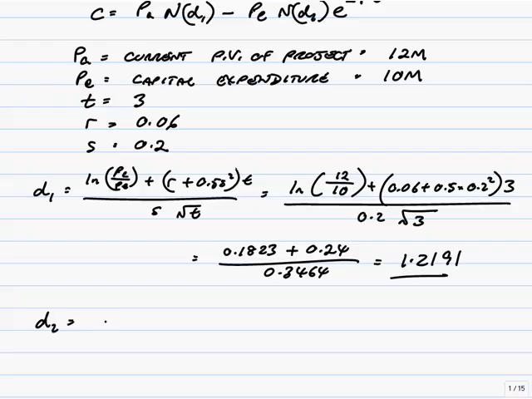D2 is D1 minus s root T. D1 1.2191 minus s, which is 0.2 times root 3, which comes to 0.8727.